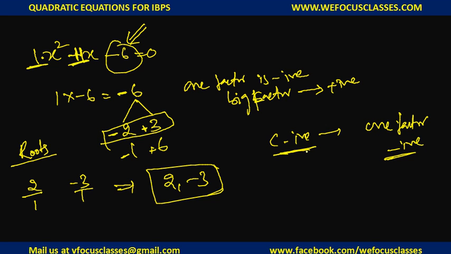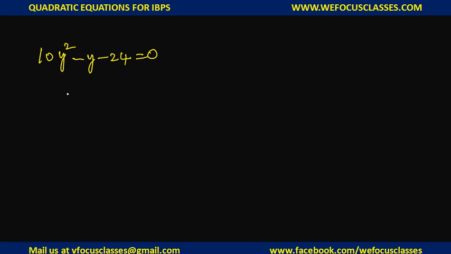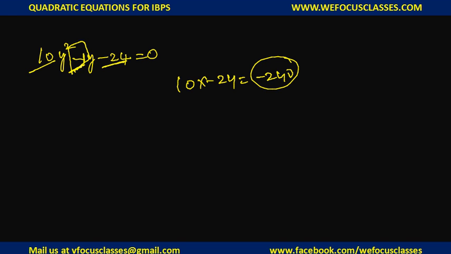Now go through the next problem, friends. Here the problem is given: 10y square minus y minus 24 is equal to 0. So this is the value of A, this is the value of B, and this is the value of C. You multiply 10 into minus 24, you will be getting minus 240. So product is negative. When product is negative, immediately look for the symbol of B. B is negative, means big factor will be negative, friends. Large factor will be negative.